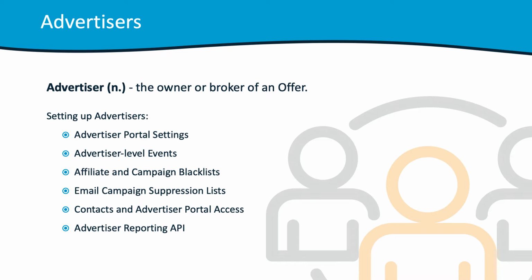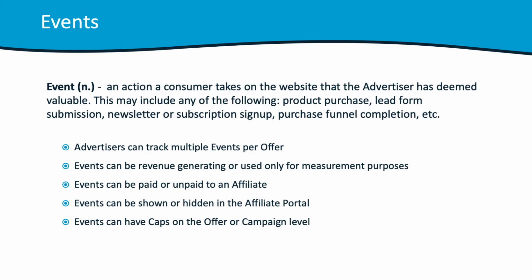So let's go ahead and talk about events real quick. An event is an action a consumer takes on the website that the advertiser has deemed valuable. This may include any of the following, such as a product purchase, a lead form submission, a newsletter or subscription sign up, purchase funnel completion, etc. So an event is a form of conversion. Every advertiser with an offer will have a default conversion that you can track. However, if you'd like to track more than one conversion, whether it's in the funnel or a subsequent event, we'll talk you through how to add and manage those events at the advertiser level.